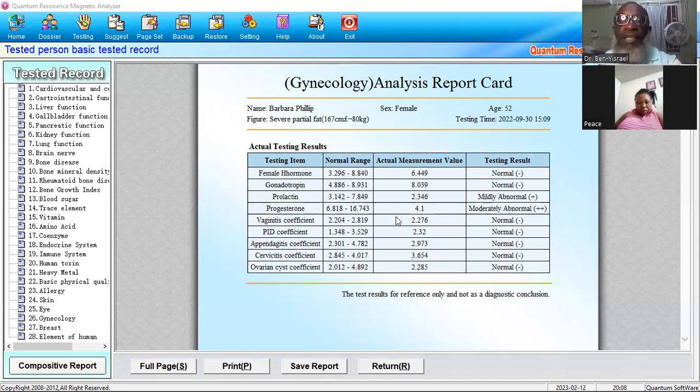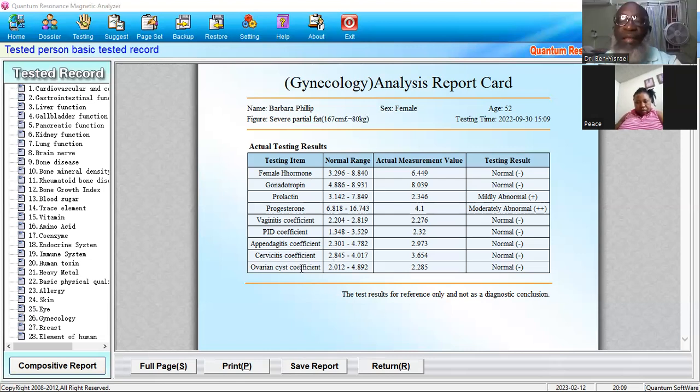So this lady definitely has fibroids because her progesterone level is low, which means that her estrogen level is high. Prolactin affects sexual desire, so if this one is low, this woman would have reduced sexual desire. Gonadotropin talks about how developed certain female hormones are. This one gives us a broad idea as to whether you're having hormonal imbalance.